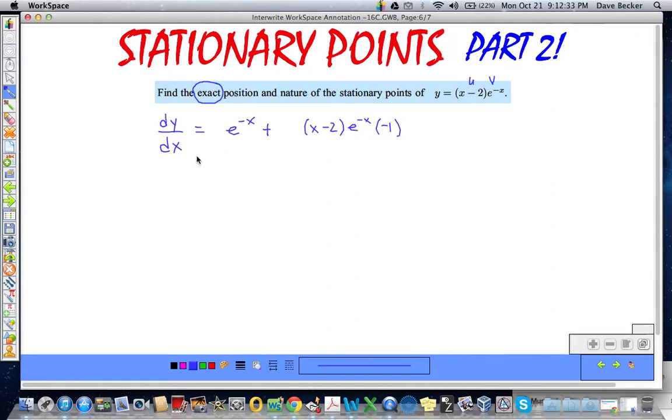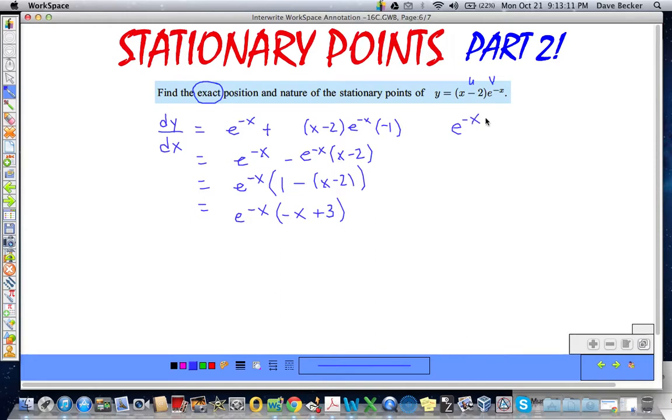So let's clean that up. That would be e to the negative x minus e to the negative x times (x minus 2). So that would be e to the negative x multiplied by (1 minus (x minus 2)). Holy smokes. Which is going to be e to the negative x times, let's simplify that, 1 minus x plus 2, so that would be negative x plus 3.